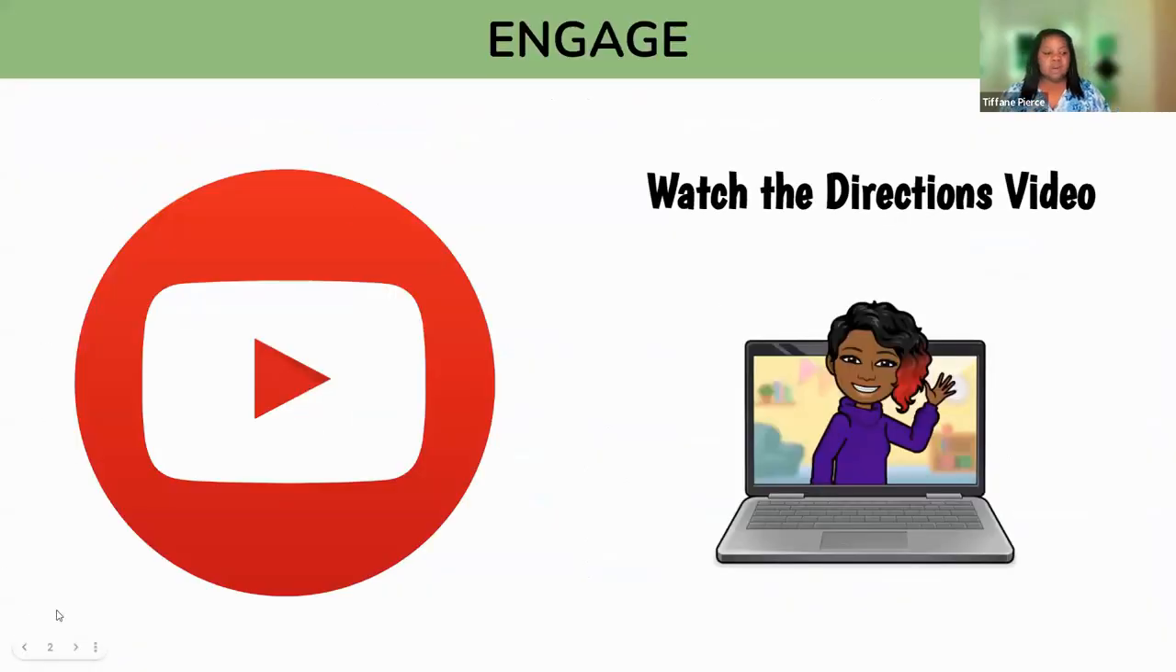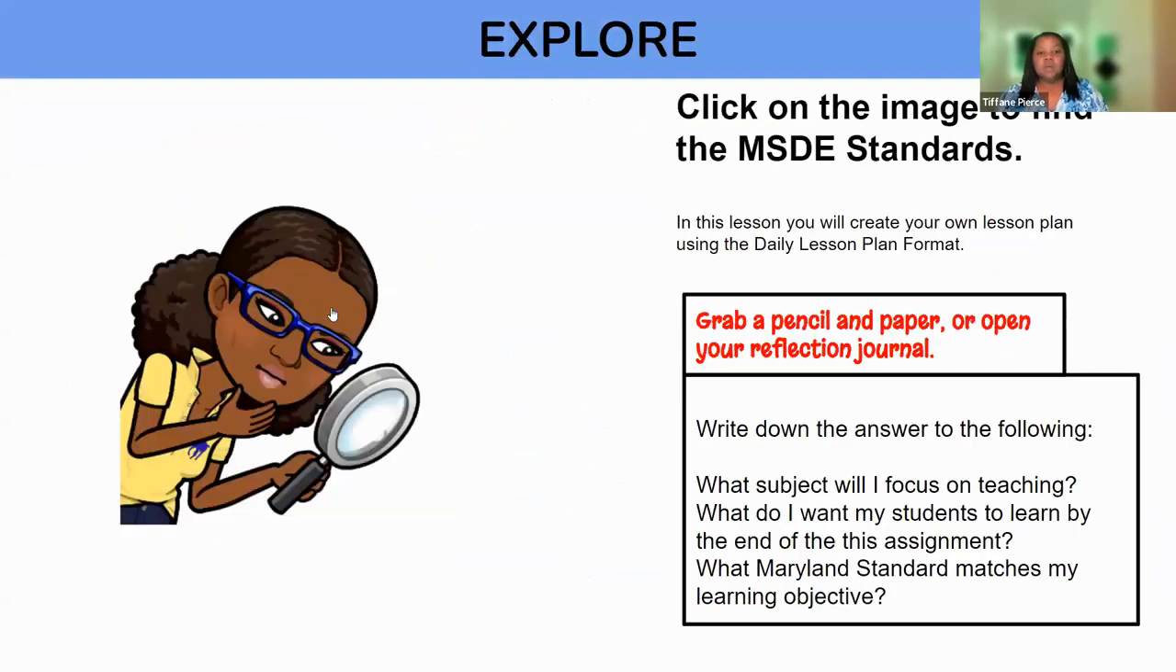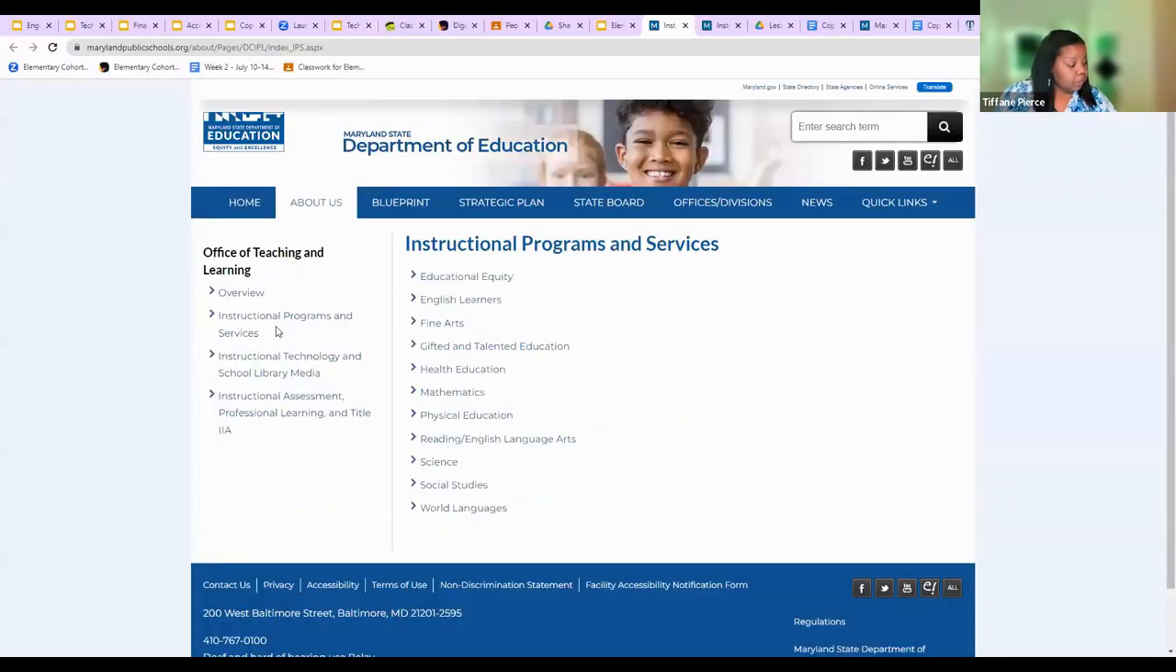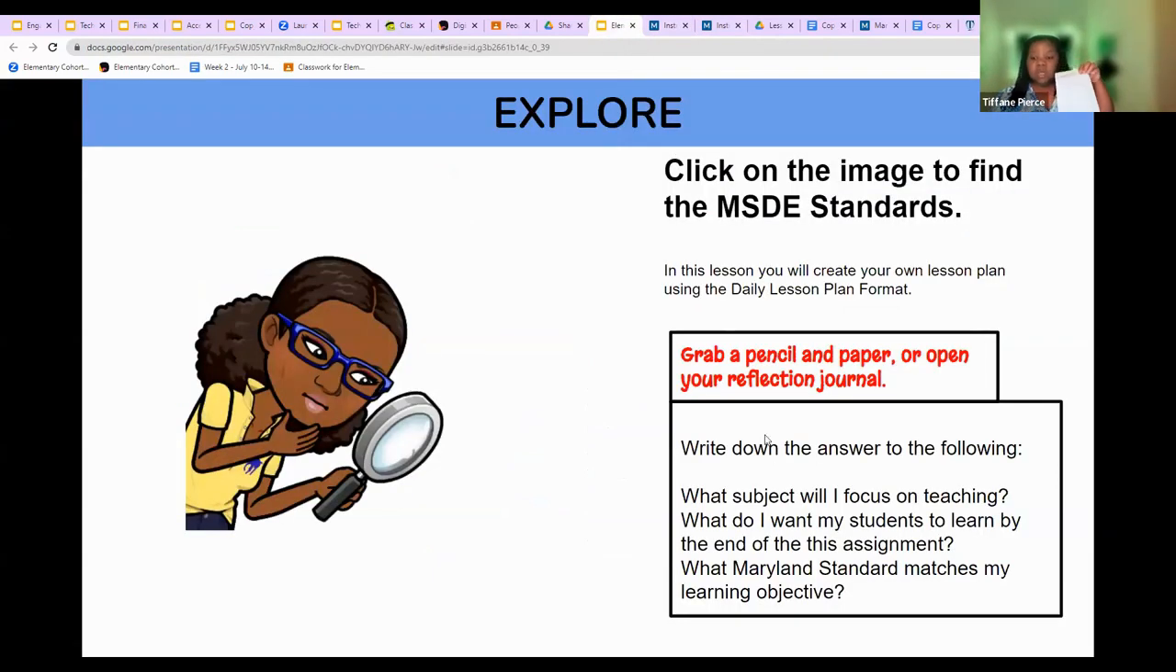Your video is going to go right here. We're going to click here and we're now going to really explore. Grab your pencil, your paper, because there's a couple of questions that you need to answer back on your slides as you do this. Question number 1, what subject will you focus on? Question number 2, what do you want your students to learn by the end of this assignment? Because that's going to be what you're going to use to assess them. What Maryland standard match your learning objectives?